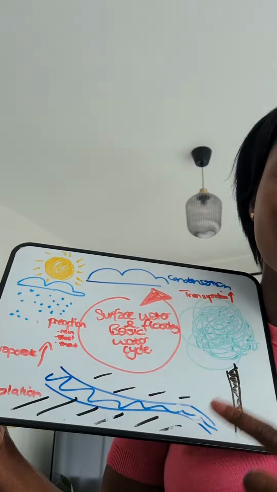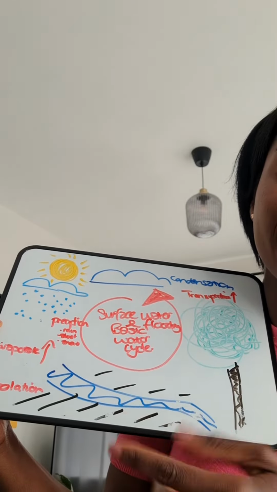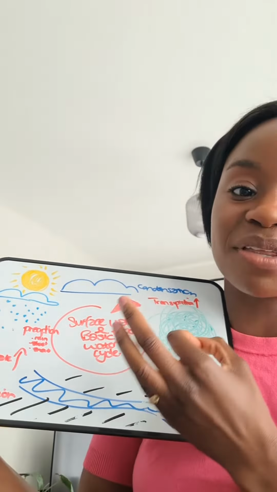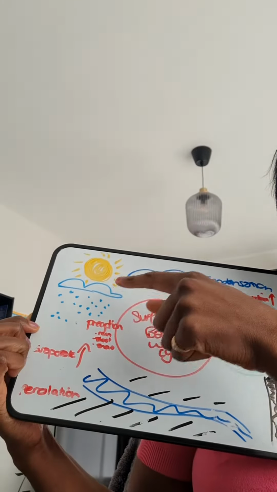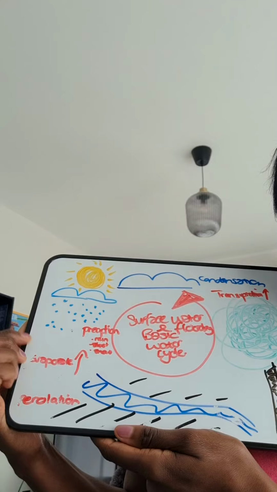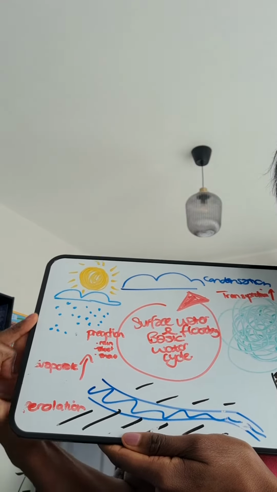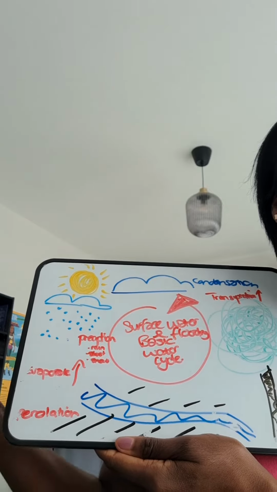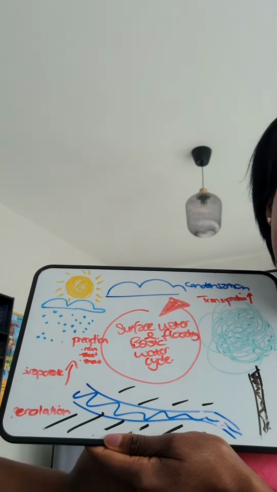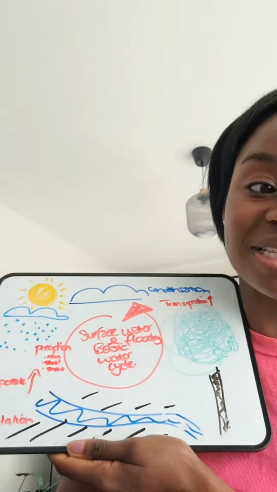When the sun warms up the surface of the river, we get evaporation, which means some of that water becomes water vapor. This is then condensed and forms clouds. From this, we then have that water vapor, that moisture, released in the form of snow or rain in a process called precipitation. This is how the water cycle repeats itself.